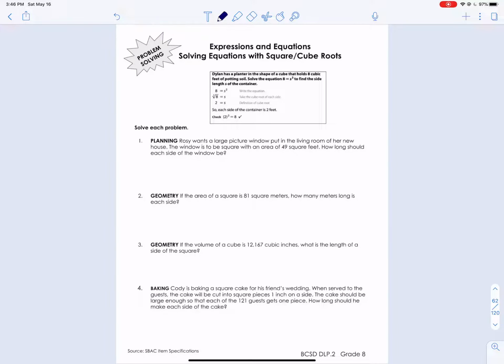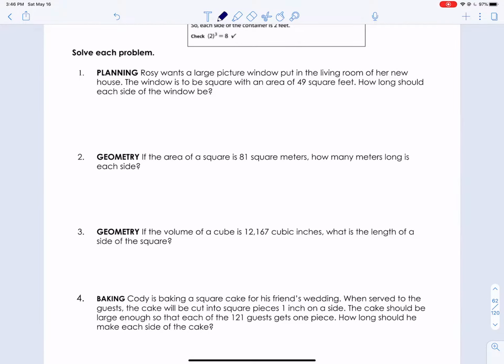Okay, next we have very similar but word problems, but otherwise the idea is the same. So I'll do a couple of these as an example. Let's do maybe number 1. It says we have a large picture window in a living room, and the window is square. I'm just going to draw a picture. So we have a square window. The area is 49 square feet. How long should each side of the window be?